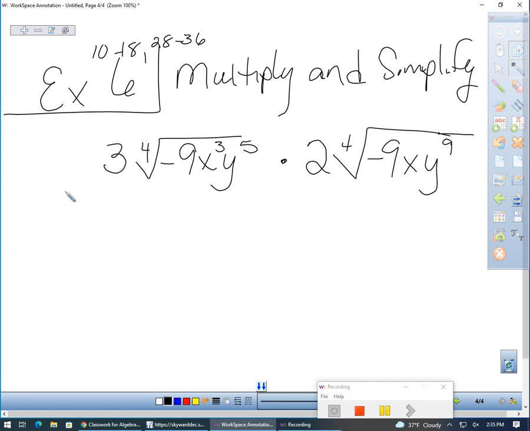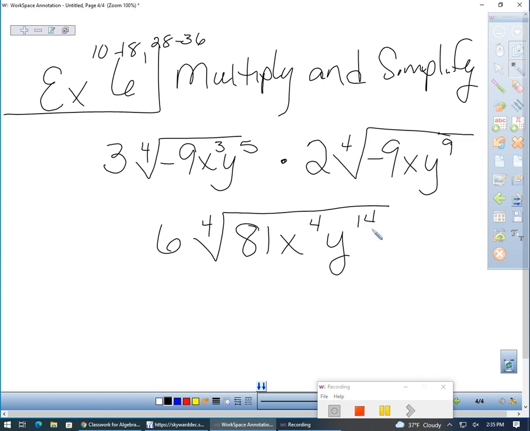So here we're going to multiply our outsides, 3 times 2. Then we have the fourth roots. Negative 9 times negative 9 is positive 81. X to the third times x is x to the fourth. Y to the fifth times y to the ninth is y to the 14th. Now this is a fourth root, so as we simplify, we have to have 4 friends, right? All right. 81 we can break down into 3 times 27. 27 is 3 times 9. And 9 is 3 times 3. So we have a group of 3s that get to come out.